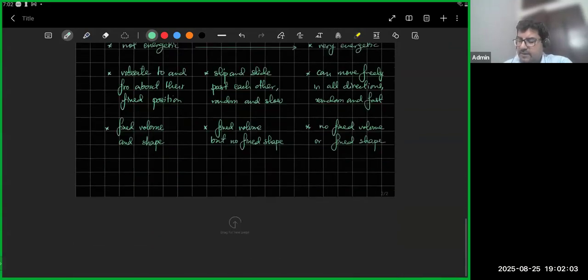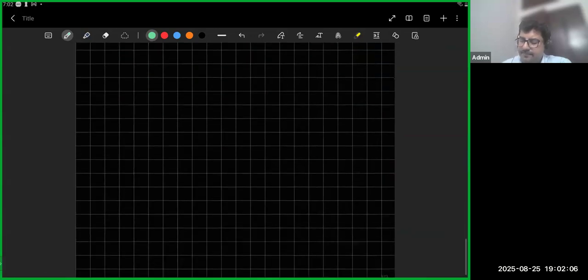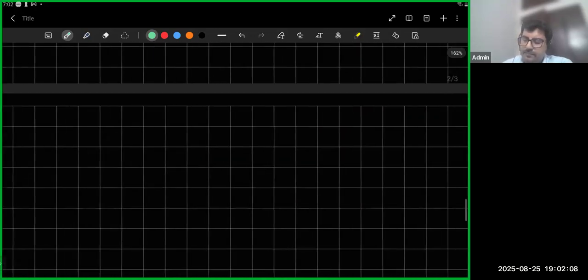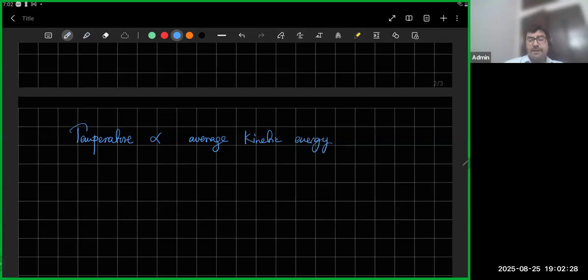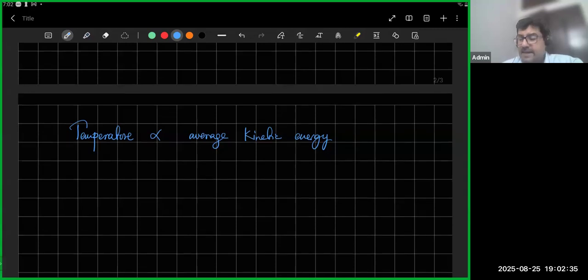The next thing is temperature. Remember, you're going to hear the term temperature. What does it tell you? It tells you the average kinetic energy of the particles, or it's proportional to it. So if the particles are very energetic and moving around, that means the temperature is going to be high, or it's going to be low if the kinetic energy is less.